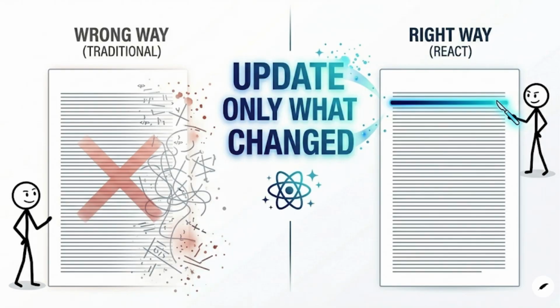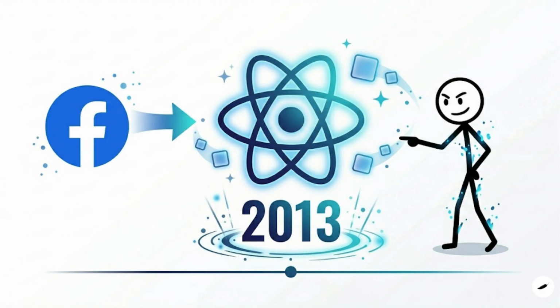React. Imagine you are editing a large paper document, but instead of rewriting every page after one small change, you replace only the exact sentence that changed. The work becomes faster and cleaner. React was created by Facebook in 2013.